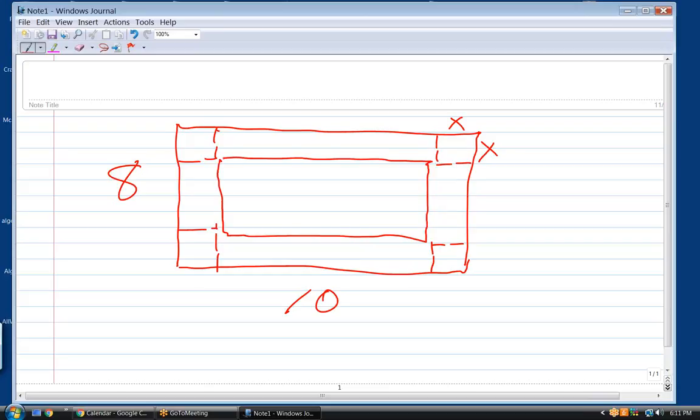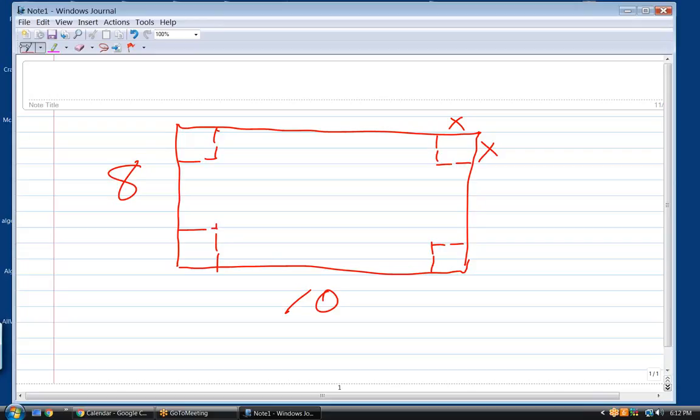And it won't have a top on it. In other words, you could take a rectangular piece of paper, cut out square corners, fold it up, and you'll have a box. Now, the question becomes, what dimension do I make x so that the volume of the box is as big as it can be?